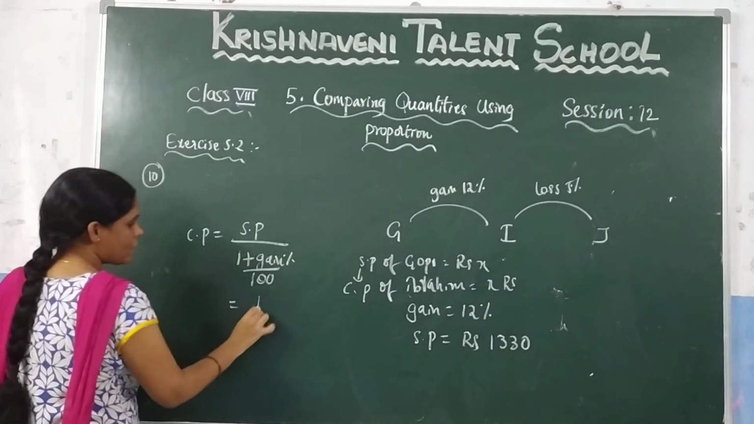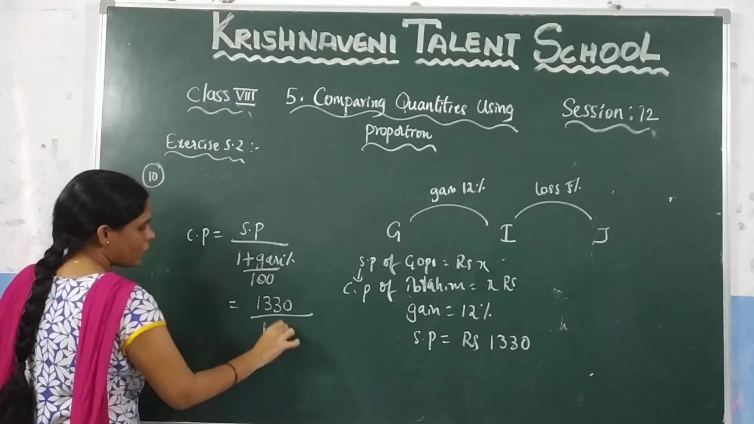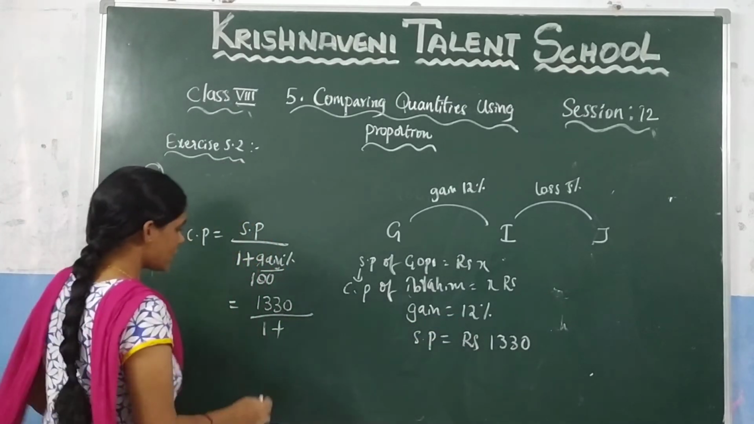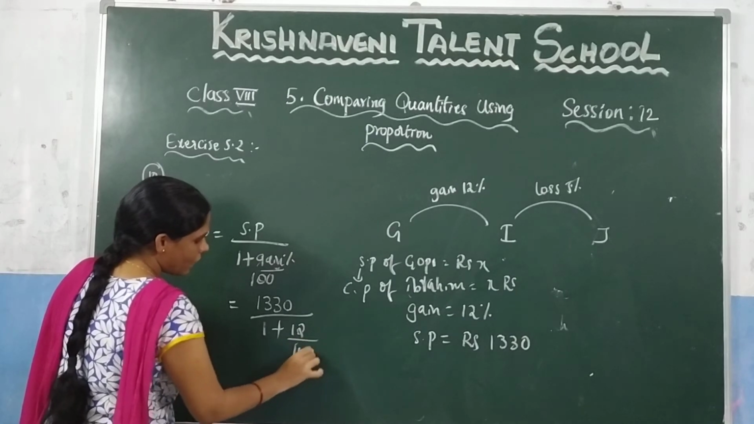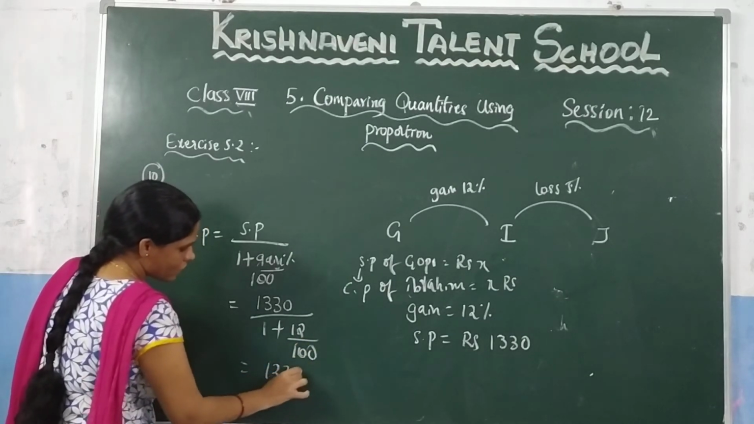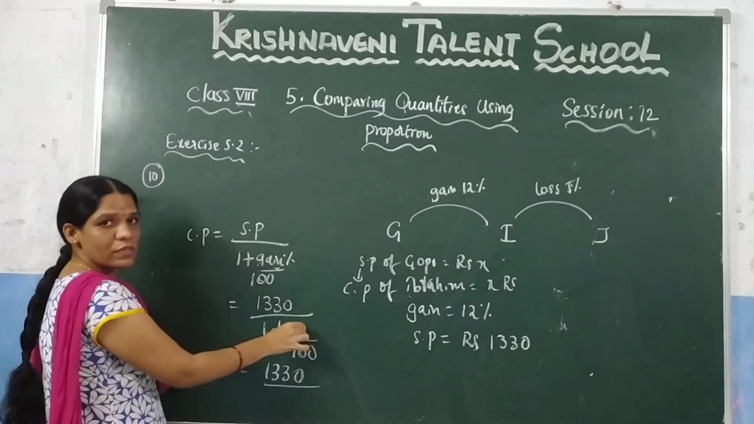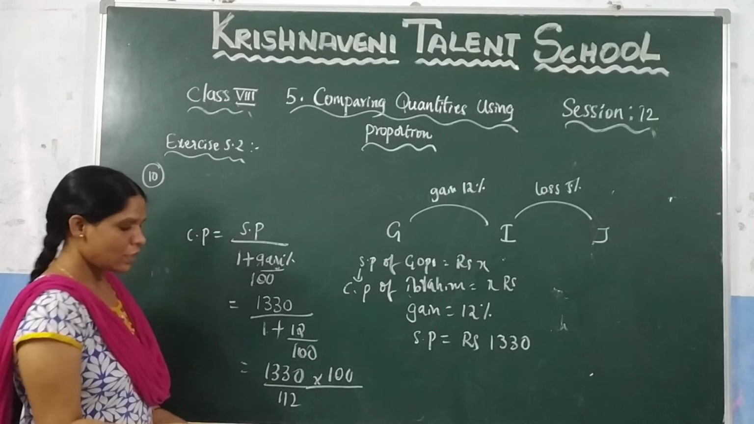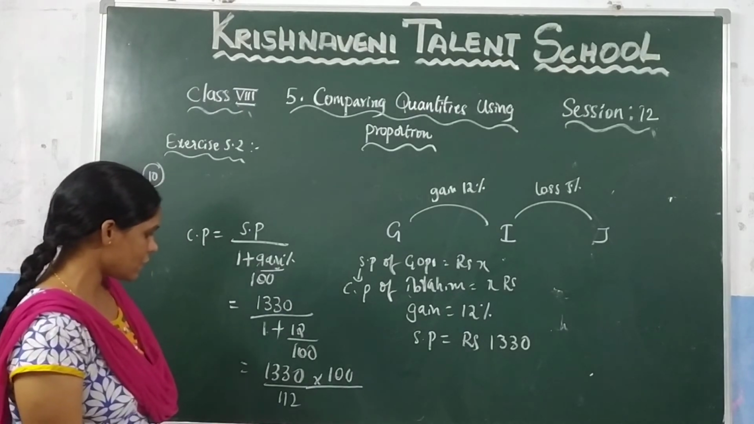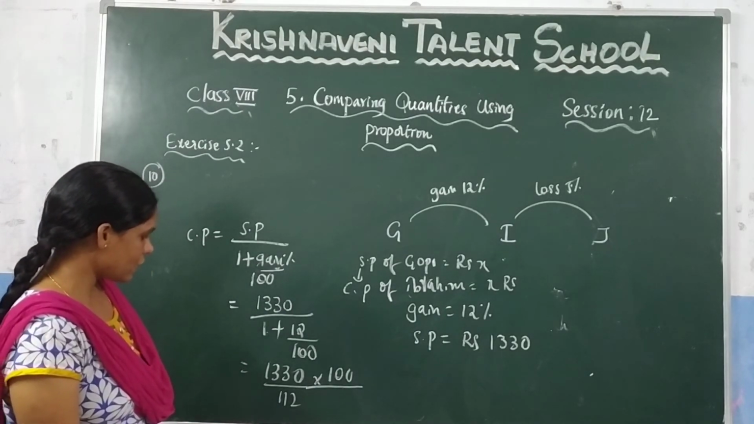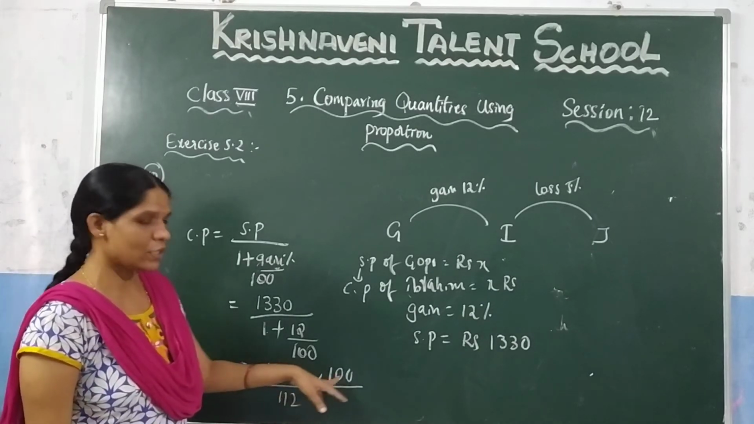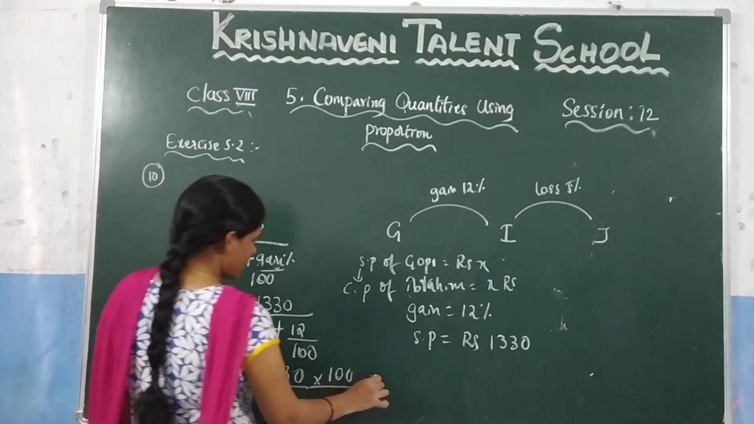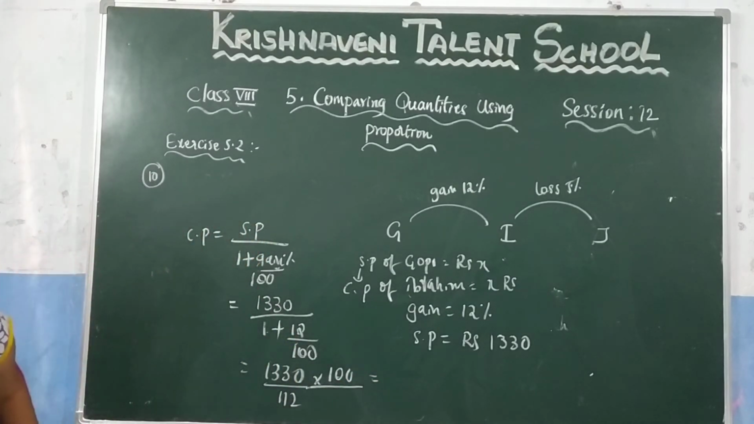Now what is the selling price? It is 1,330 by 1 plus the gain percentage, which in this case is 12%. So write it here, 12 by 100. Now let us calculate: 100 plus 12 is 112. Here, if you take the 100 across, it will become multiplication. Now let us do the simplification in this case. So how much will you get? 1,330 into 100 by 112. Now let us multiply this one so that you will get it here.